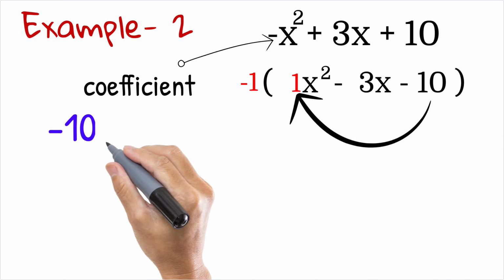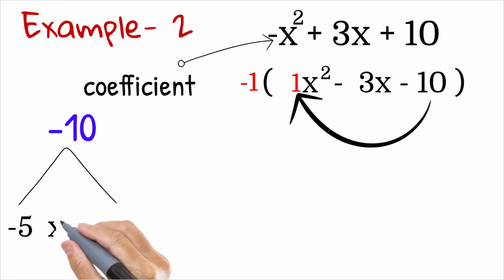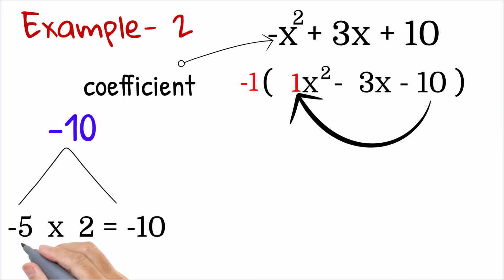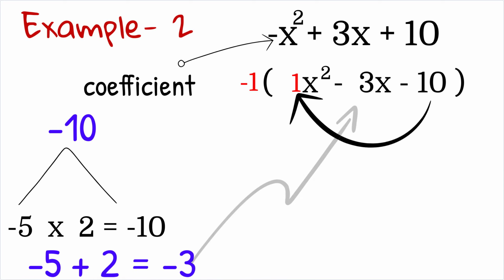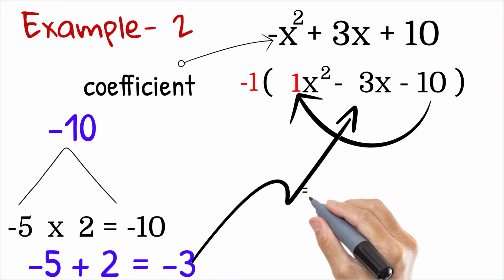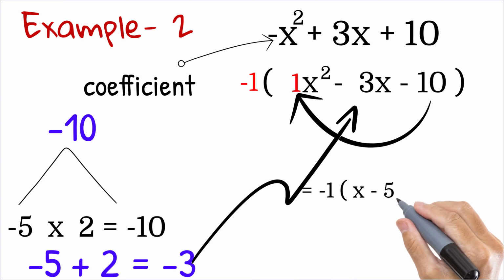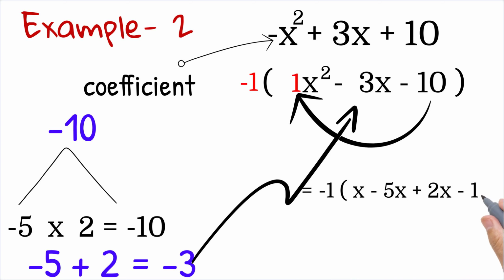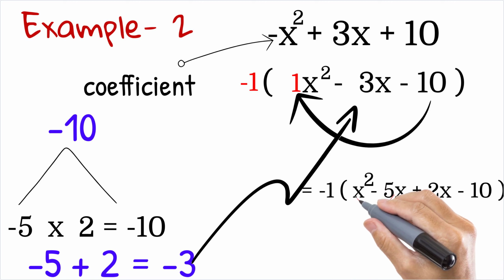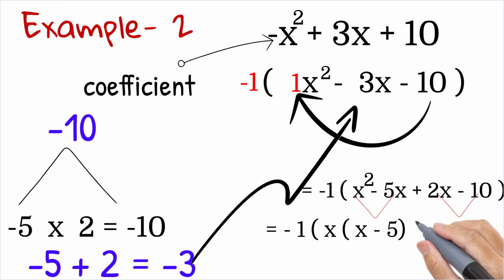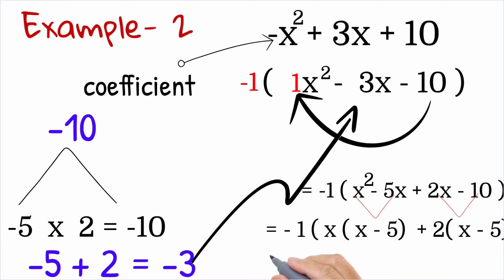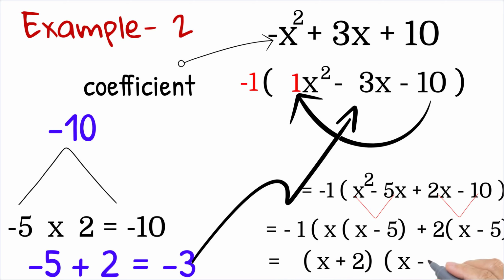So if we add the factors, it will be equal to the coefficient of x, since minus 5 times 2 is minus 10, which adds up to minus 3. Consider the factors minus 5 and 2. Now rewrite minus 3x as minus 5x plus 2x. Find the common factor x in the first two terms and 2 in last two terms. Now x minus 5 is common factor. The factors are minus 1 times x plus 2 and x minus 5.